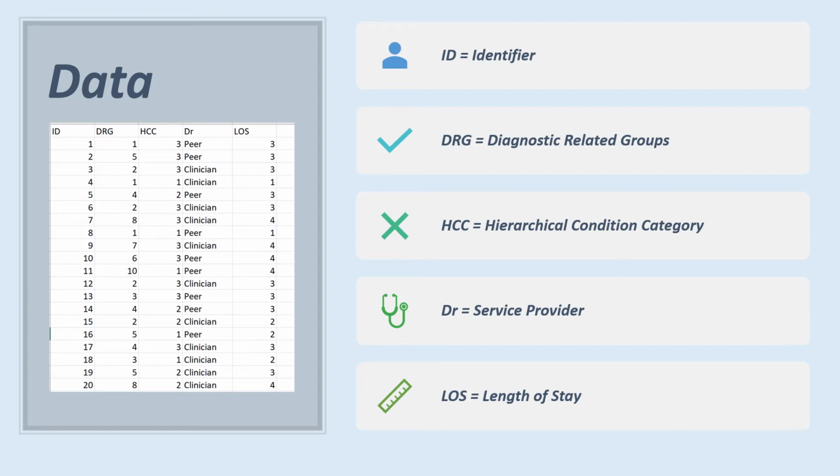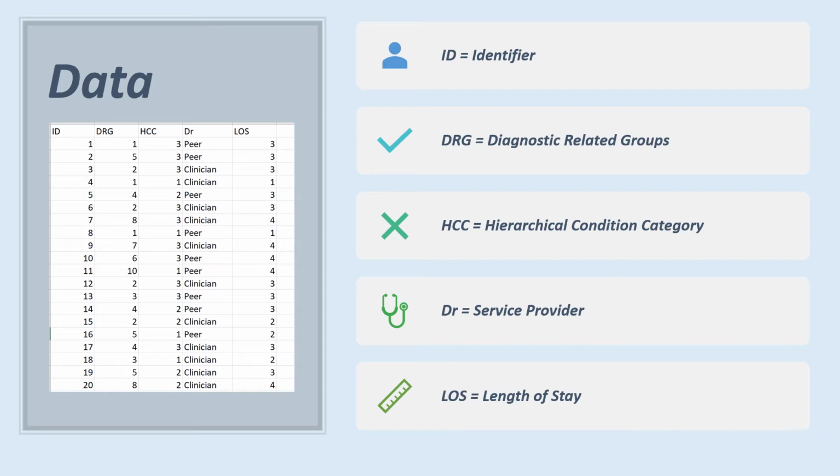We observe there are 5 columns. The first one is the ID, which is the patient identifier. The second column is DRG or diagnostic related groups. The third column is HCC or hierarchical condition category. DRG and HCC are categories in group scoring classification designed by Medicare and Medicaid as part of their quality payment program to measure the clinician's performance. We use these columns to stratify our data.